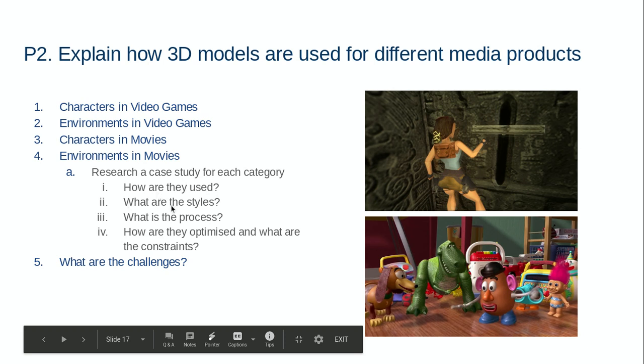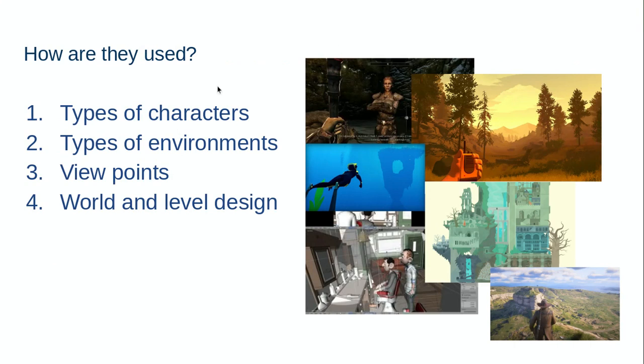So I'm going to talk about each one of these headings in terms of how to structure your case study. So when it comes to how these are used, think about what types of characters you have in a game or animation. It could be in terms of the archetypes that you learned about in Unit 1, looking at Star Wars, heroes and villains and helpers and donors and all that kind of stuff. These exist in games and animation, so that would be the way to go. And you could also talk about NPCs, non-playable characters, and how they interact with the player.